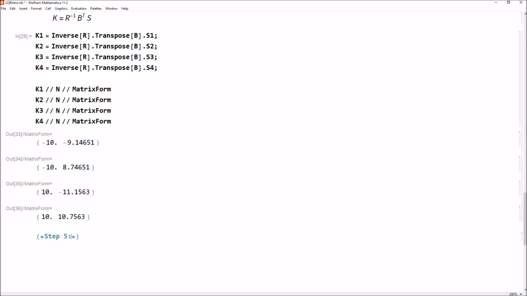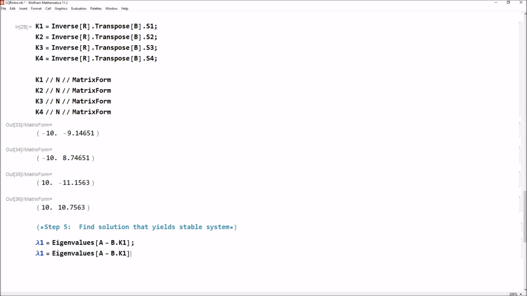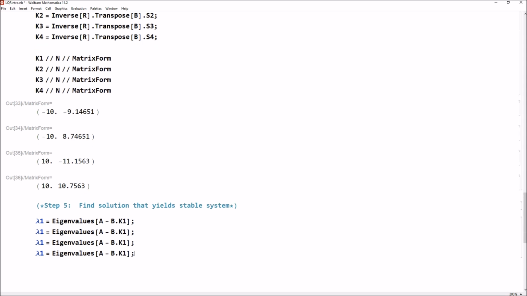So now step 5 here is we need to find the solution that yields a stable system. So in other words, what I want to do here is look at the eigenvalues of A minus BK, right? Here's my first set of eigenvalues, lambda 1. And again, let's just go ahead and do this for all of them. All right, so here's lambda 2, 3, 4, and this should be 4, 3, 2, okay, and then let's just look at them all here.